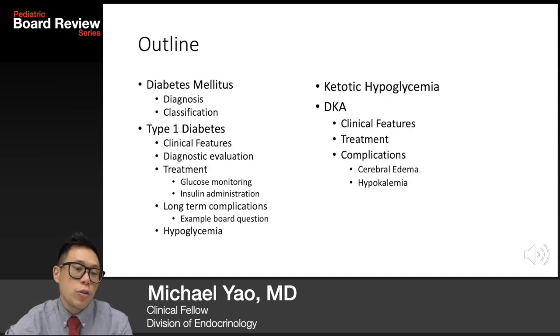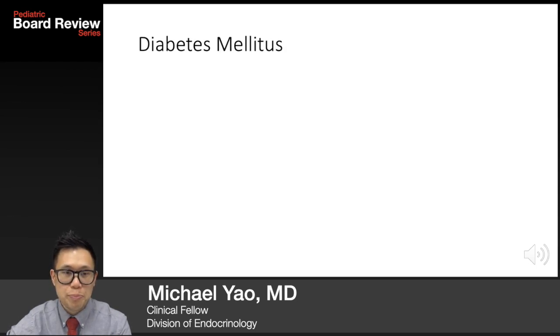Just an overview or an outline of what I'll be presenting today. We're going to start by talking about diabetes mellitus in general. We'll talk about the classification and diagnosis, and then we'll also talk about type 1 diabetes and cover the important things that you'll be tested on your board exam. And we'll talk about ketotic hypoglycemia, and then we'll finish up with talking about DKA.